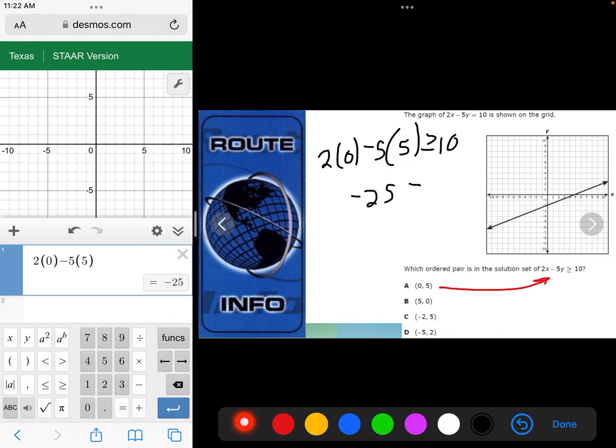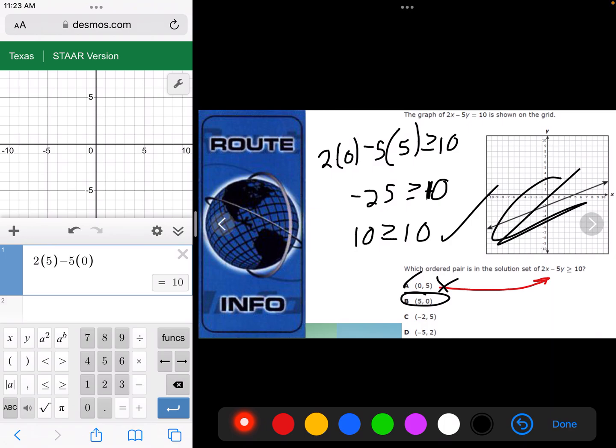I'm just going to change x and y to those numbers. So I'm going to change x to 0. I'm going to change y to 5. So what I'm doing right now is 2 times x, which is 0, minus 5 times y, which is 5, is greater than or equal to 10. That's negative 25. Is negative 25 greater than or equal to 10? No, that is not true. So then I would go to the next one.